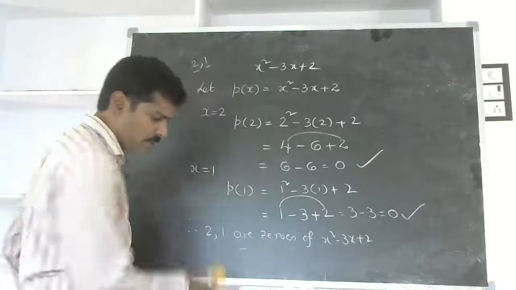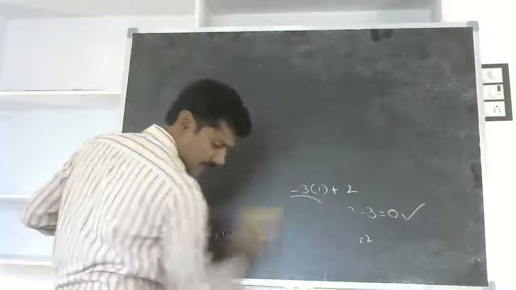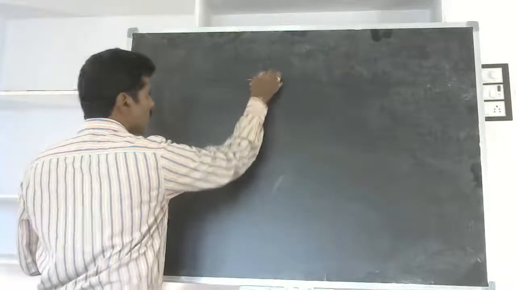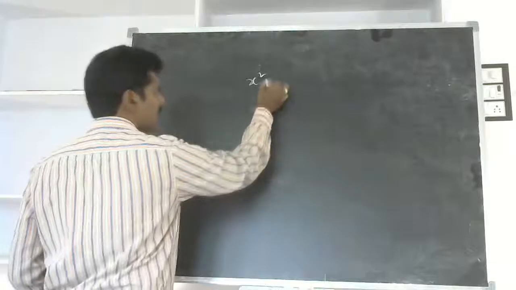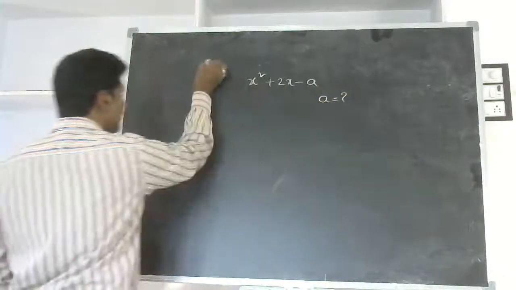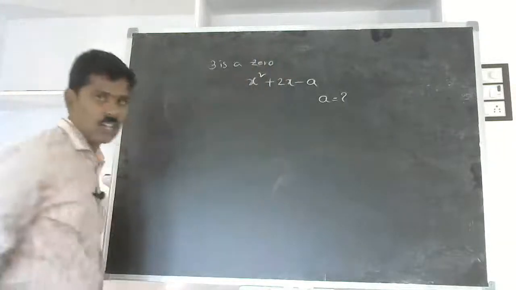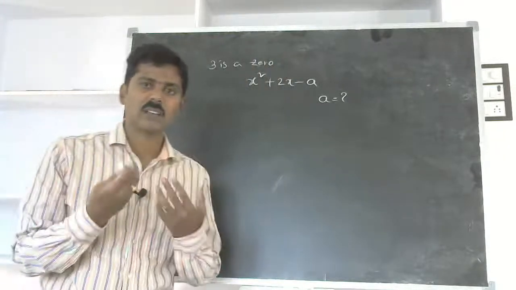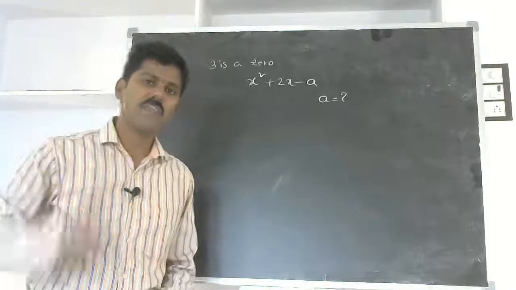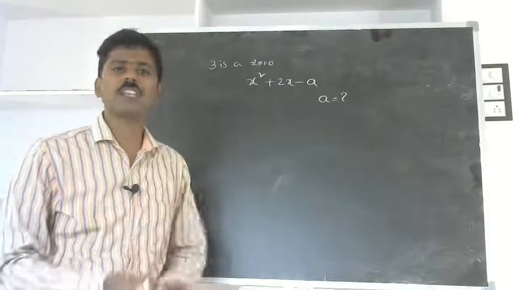Example 5: if 3 is a 0 of the polynomial x square plus 2x minus a, then what's the value of a? They have given that 3 is a 0 of this polynomial. So they have already confirmed that 3 is a 0 of the polynomial. No need to check whether it is 0 or not.